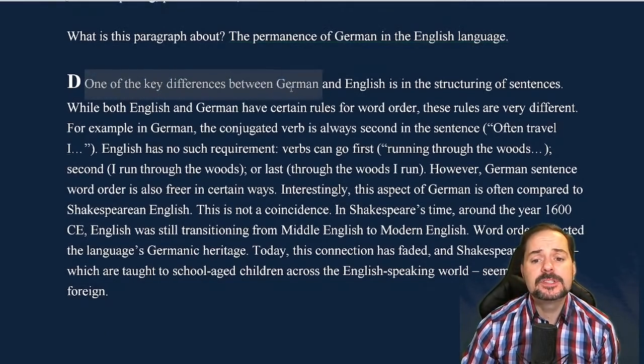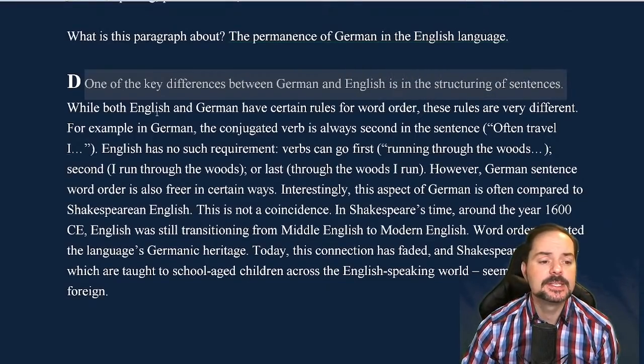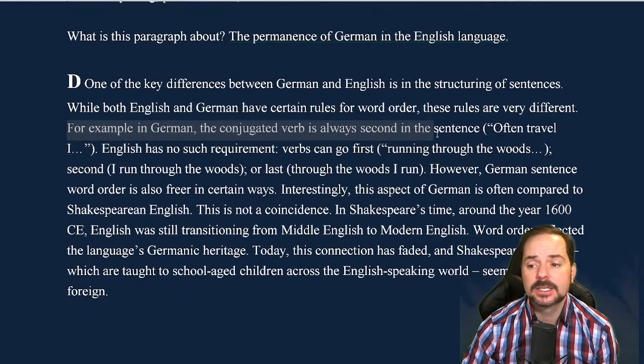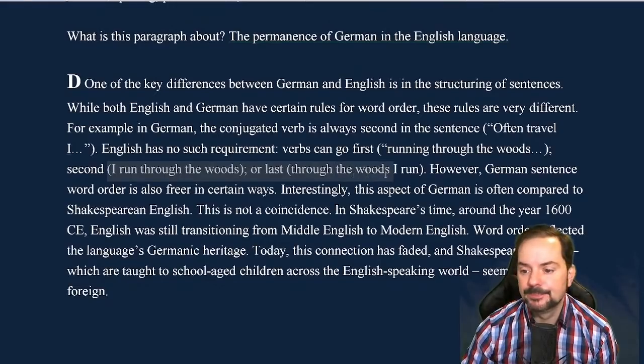One of the key differences between German and English is in the structuring of sentences. While both English and German have certain rules for word order, these rules are very different. For example, in German, the conjugated verb is always second in the sentence. Often travel I. English has no such requirement. Verbs can go first, running through the woods. Second, I run through the woods. Or last, through the woods I run.